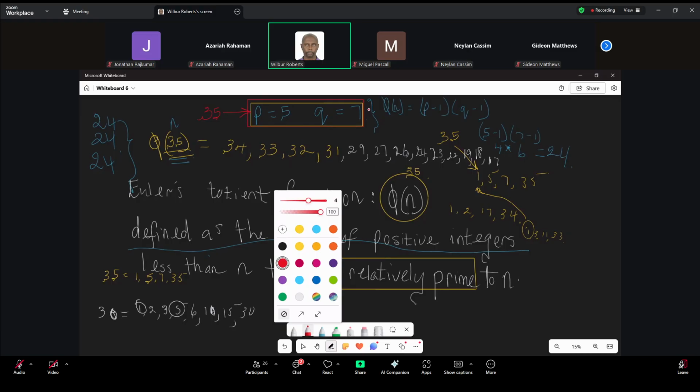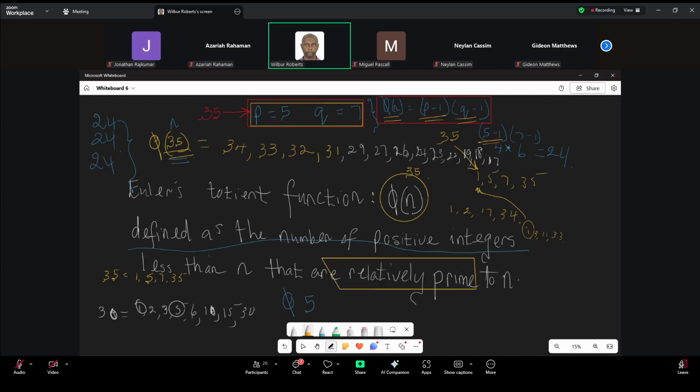If it could be expressed as two prime numbers, which we will call P and Q, then psi n is equal to P minus 1 into Q minus 1. So 5 minus 1, we get 4. 7 minus 1, we get 6. And 6 multiplied by 4, we get 24. So psi 35 is equal to 24.